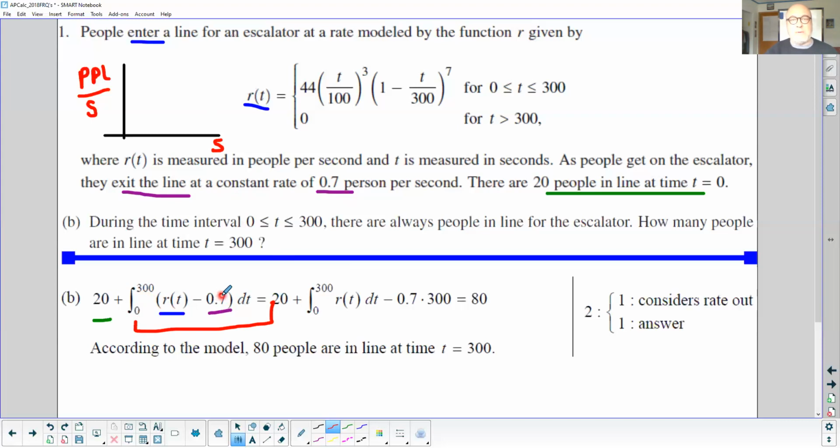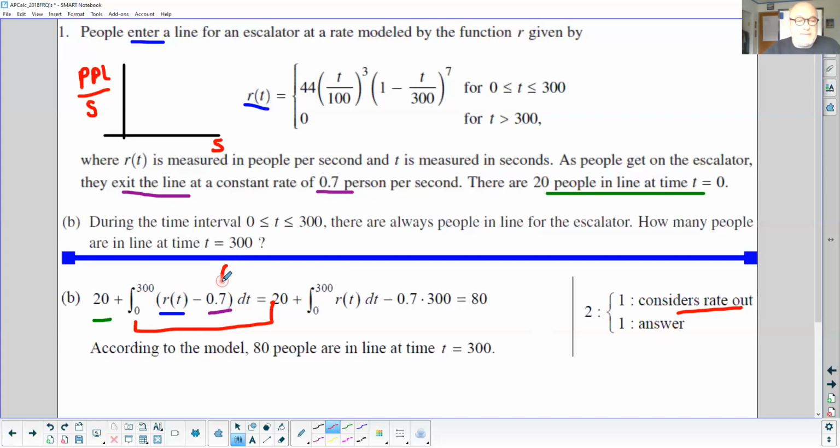Very common rate. Remember the Sandy Beach question? Sand was coming on the beach, sand was getting washed away from the beach. These are very popular. Not sure if they'll be on 2020 with only 2 FRQs, but something to take note of. Now a lot of students forget to consider the rate out.